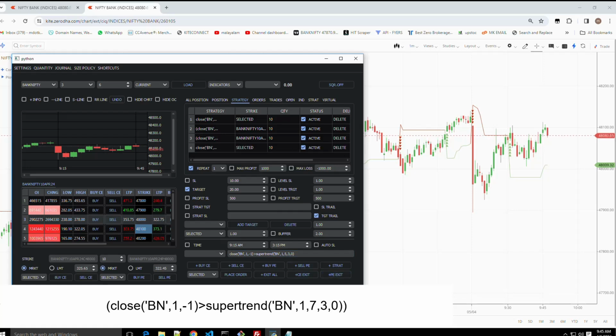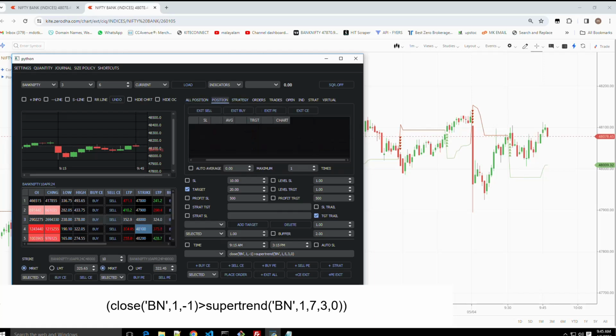Okay, we have added 4 strategies, 2 for entry and 2 for exit. Okay, let's see how this performs.